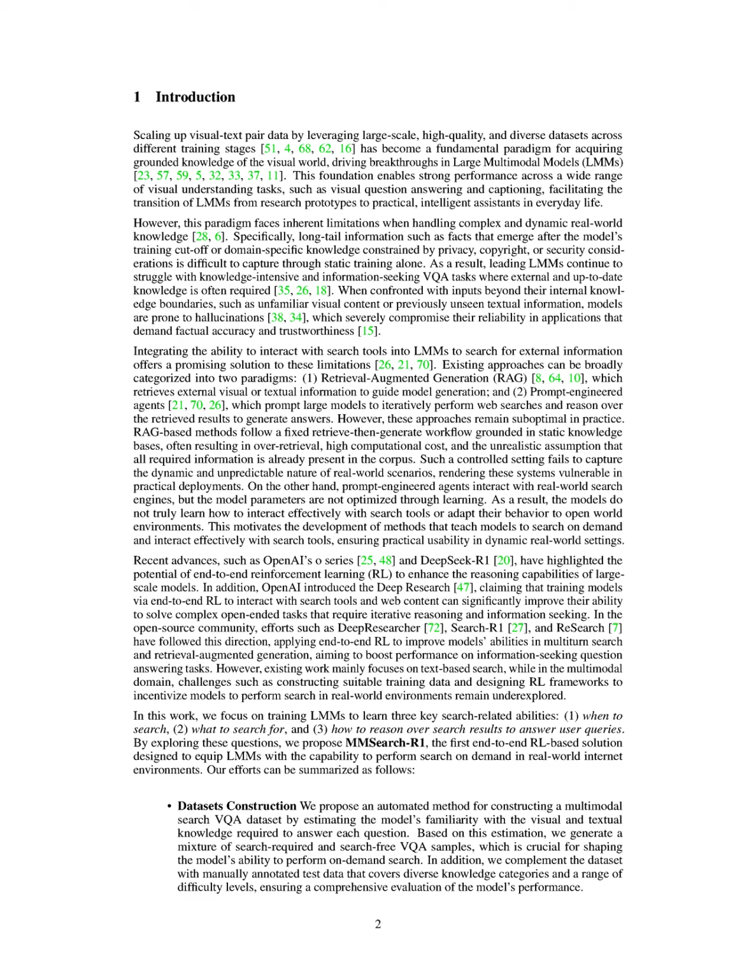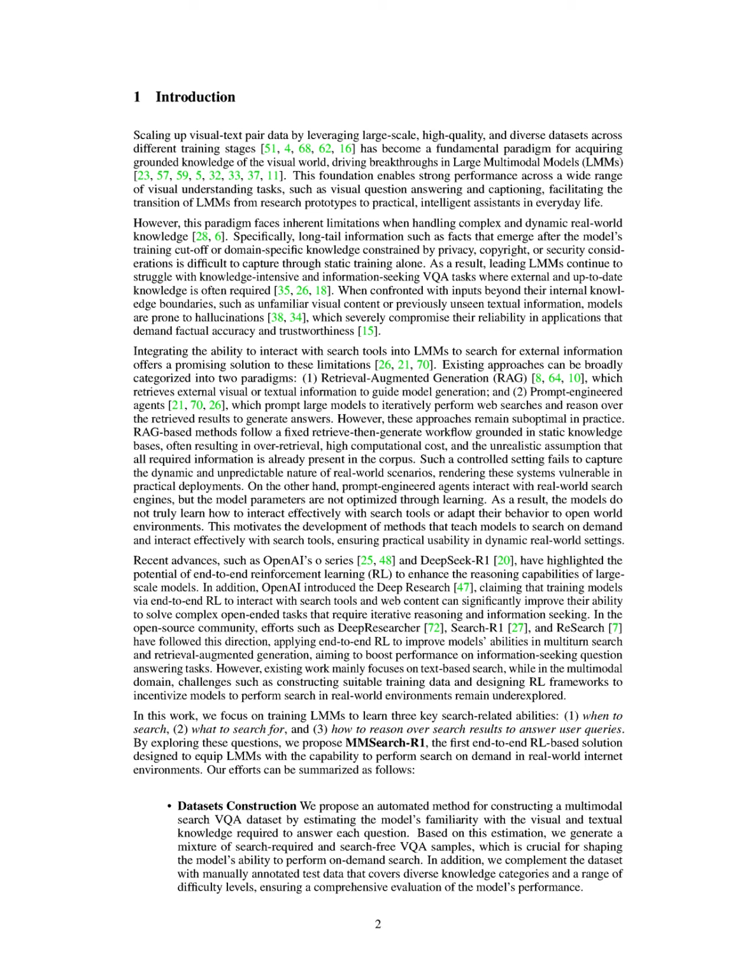MMSearch-R1 aims to address the limitations of existing large multimodal models, LMMs, in handling complex and dynamic real-world knowledge, particularly in information-seeking vision language tasks. Specifically, it targets the challenge of effectively integrating external search tools to retrieve up-to-date information when models encounter unfamiliar visual content or previously unseen textual information, which often leads to hallucinations and unreliable outputs.